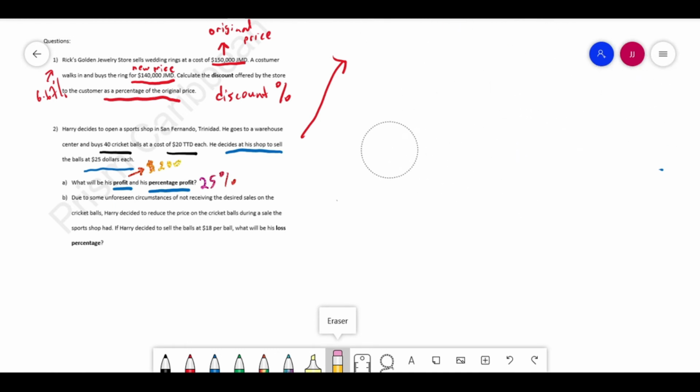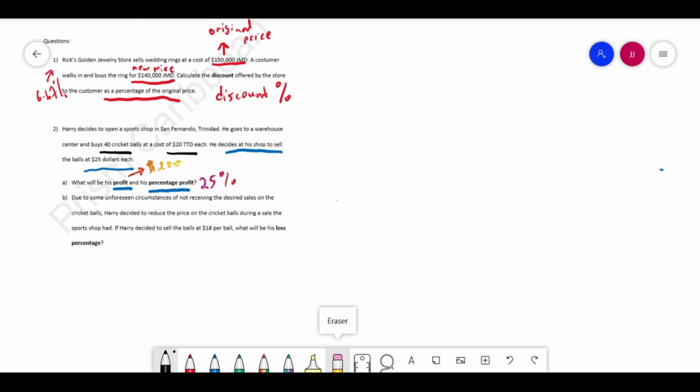Right? So B has to do with loss percentage, right? Let's see how this will work out now. Due to some unforeseen circumstances of not receiving the desired results on the cricket balls, Harry decided to reduce the price on the cricket balls during a sale the sports shop had.